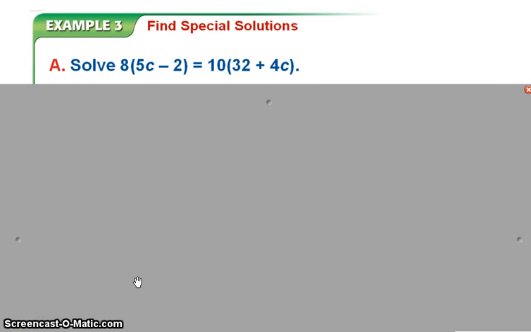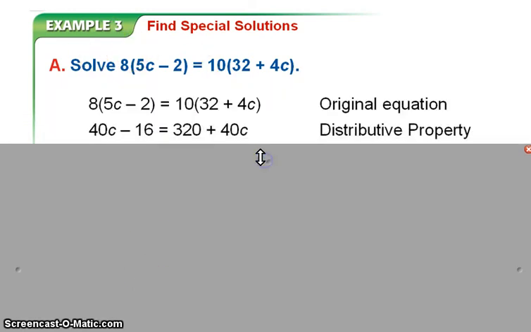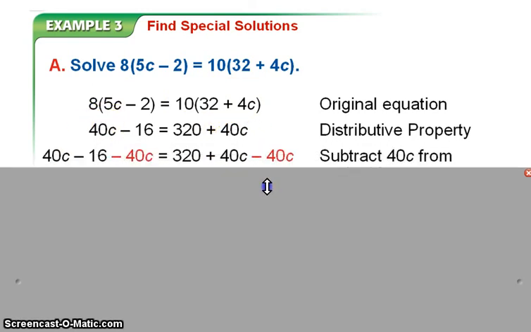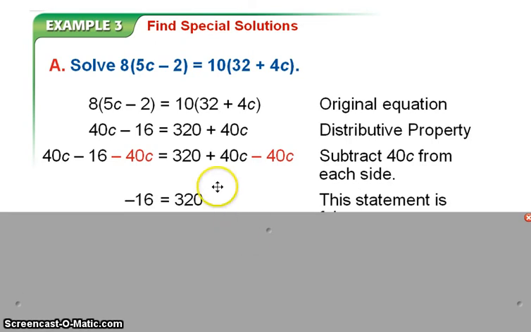All right. The last type of problem we're going to look at is a special situation. If we look at this problem right here, the first thing we want to do is the distributive property. So 8 times 5 is 40, 8 times 2 is 16, and then we do the distributive property over here. Well, you can see that we have 40c over here and 40c over here. So if we subtract 40c from both sides, our variables cancel out. And we don't have any variables left.